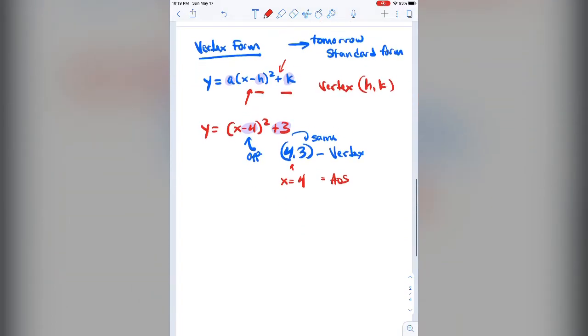Let's try another one. Y equals 5 times x minus 7 squared plus 3. Well, we're looking again for our vertex and our axis of symmetry. Our vertex comes from our points here. It's the opposite of here, and then this one. So our vertex is at 7, 3. And our axis of symmetry is x equals, and again, 7.